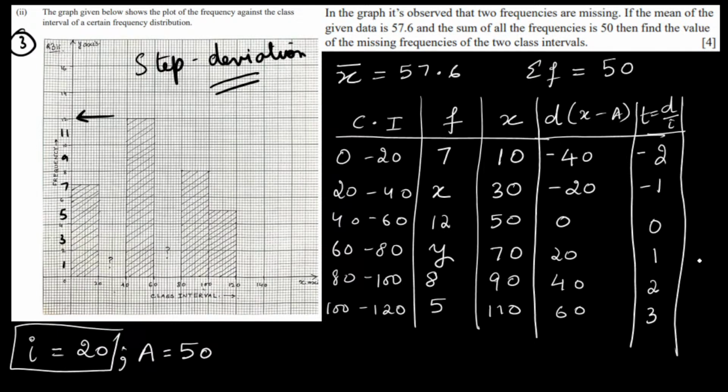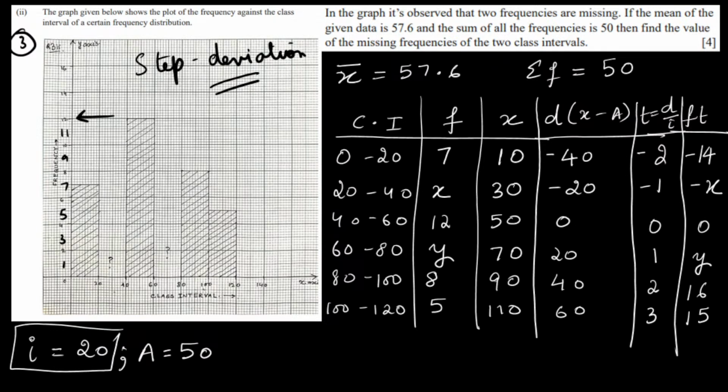Now let's find f t. f t means f into t. So 7 into minus 2 is minus 14. x into minus 1 is minus x. 12 into 0 is 0. y into 1 is y. 8 into 2 is 16. 5 into 3 is 15. So just keep on doing the calculations along with me, because I don't want to go wrong somewhere. In the flow, mistakes might happen.